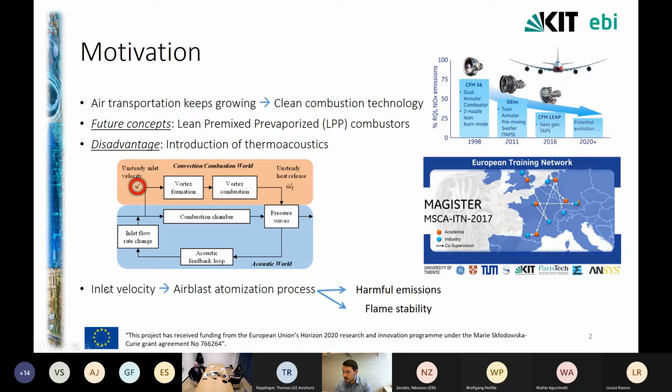So if the inlet air velocity undergoes strongly periodic oscillations, then the air blast atomization process changes, and we need to know how it changes because it also affects the emissions themselves, the flame stability, and even the color of the flame, the soot emissions, and so on.